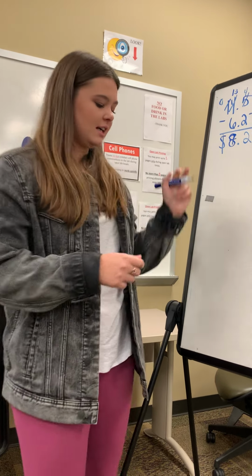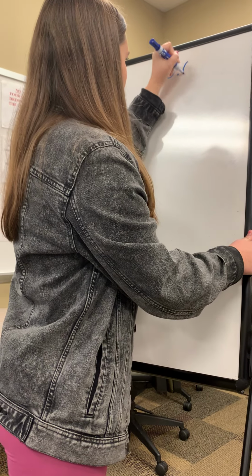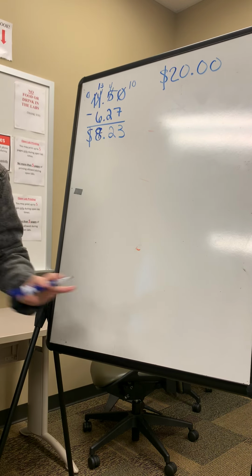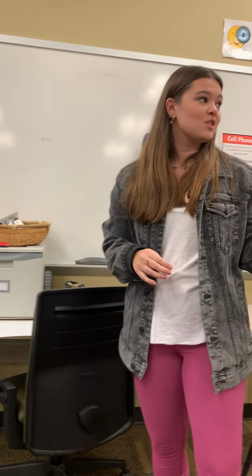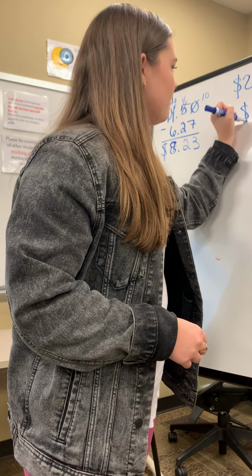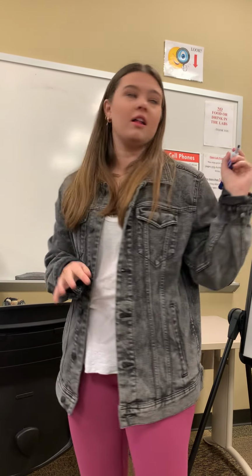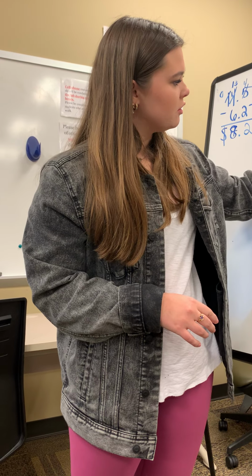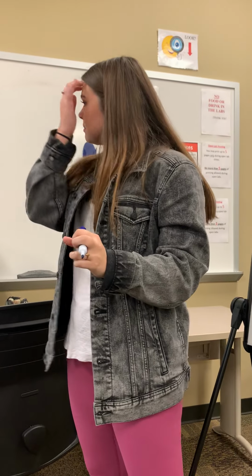So David has $20 total. And his dad gives him $5 for completing his chores. So I'm gonna put 5 right here. And his mom gives him $3 for making all A's. So then we're gonna do 3. Now, the problem is asking us how much money he has in all.